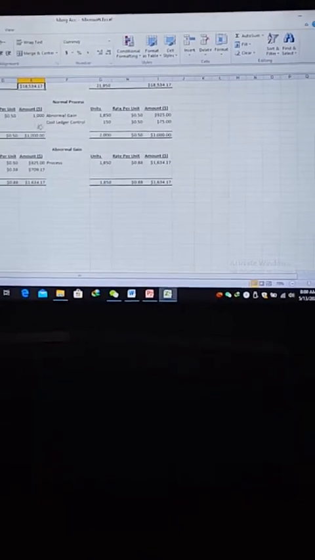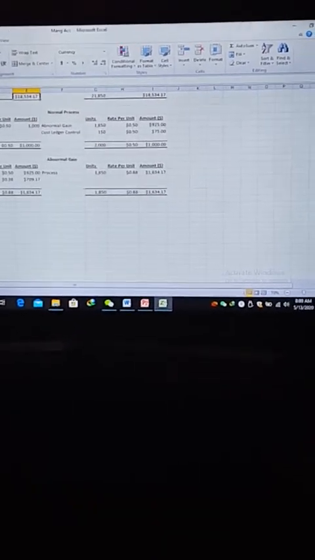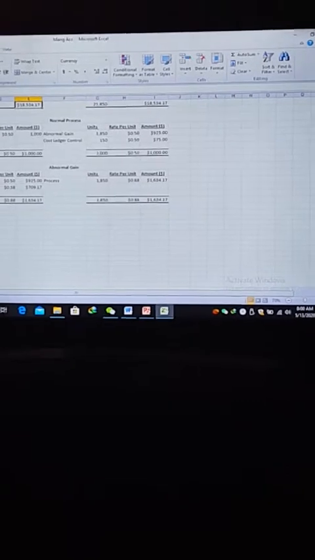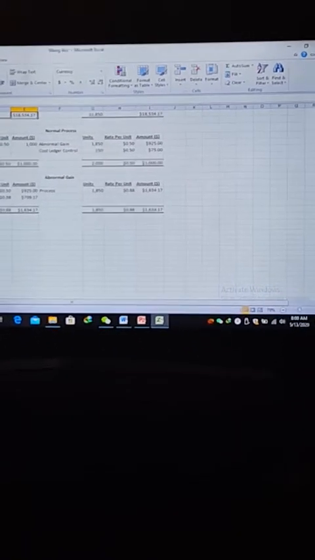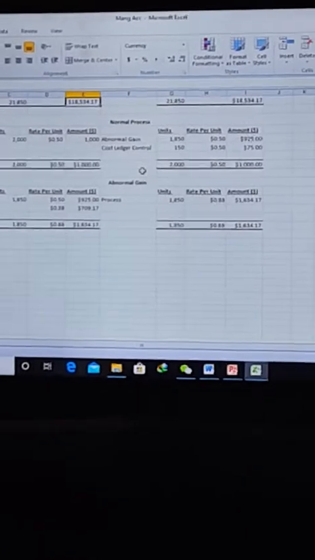Also, there's normal processes, which includes processing the material, which is 2,000 units at a cost of 50 cents, for an amount which in total was $1,000. This is just the production cost that we had. This is the material cost that we had already seen, but some of the related costs that we have to see is not very clear in the video. I think you'll be able to see it with the Excel file.